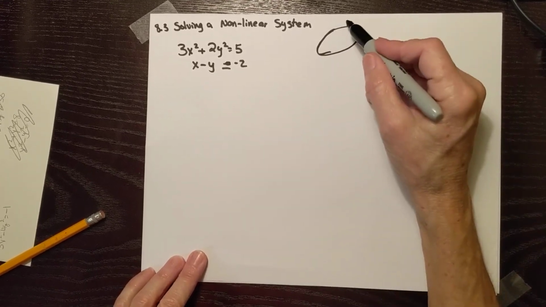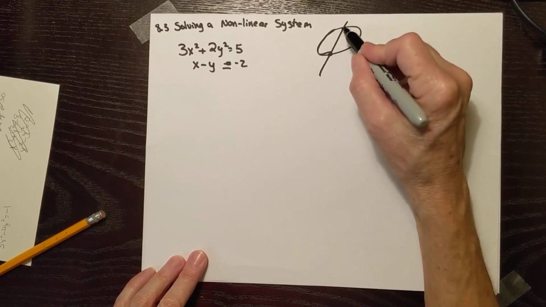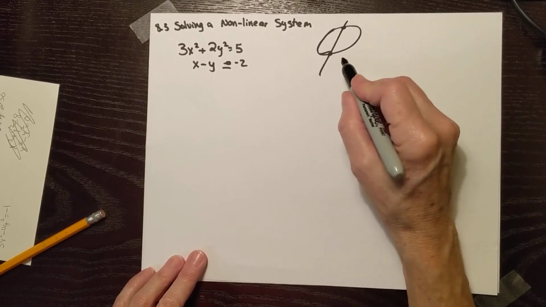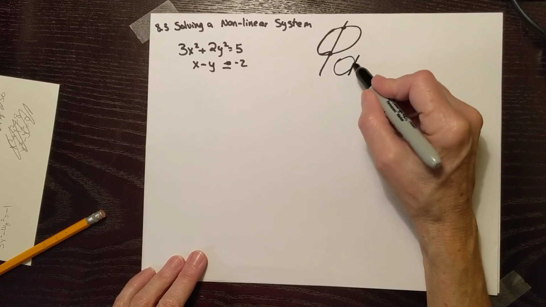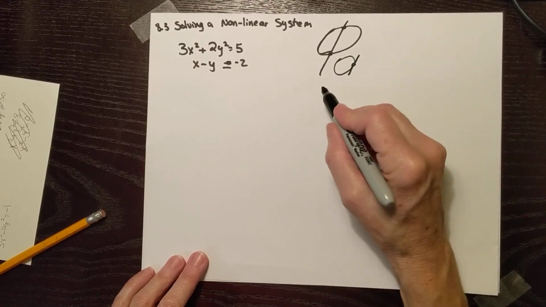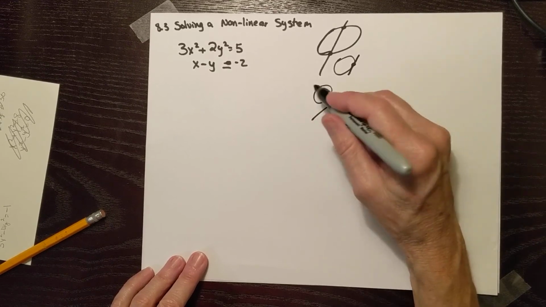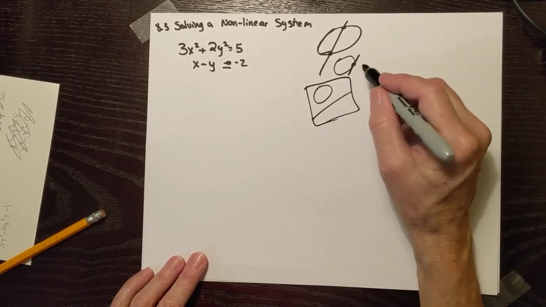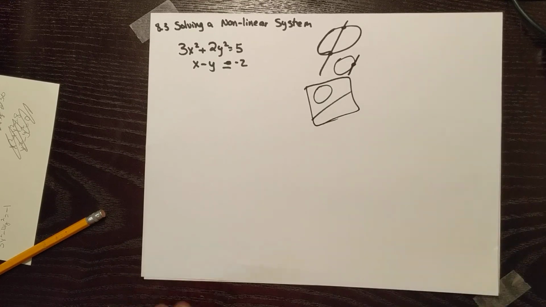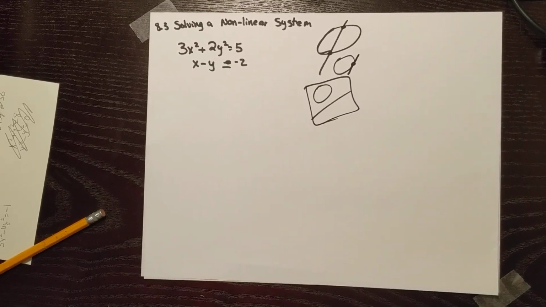So here are the possibilities. An ellipse could be intersected with a line at two places. The line could be tangent, where it only intersects one place, or they could completely miss each other, and there would be zero solutions in this case, one in this case, two in that case. So we don't know what's going to happen, so we're going to see what happens here.